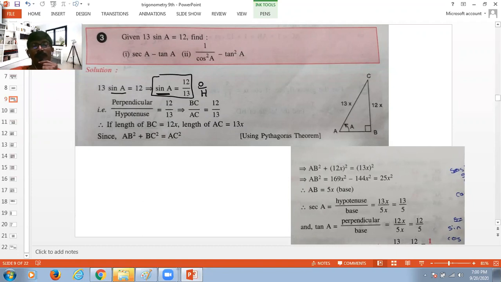So the opposite side is supposed to be 12x, and the hypotenuse is supposed to be 13x. Now, can someone think why the extra x has come? Simple. Could you think? Yes, that's correct. This is a ratio. So when it is a ratio, it will always be some multiple of 12 and some multiple of 13. Are you getting it?